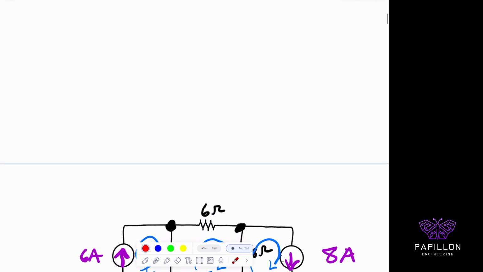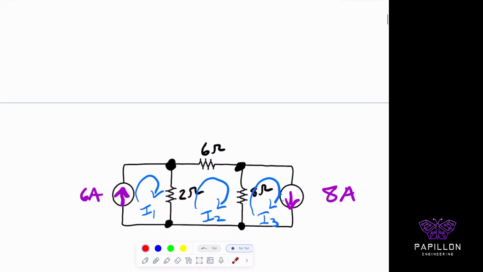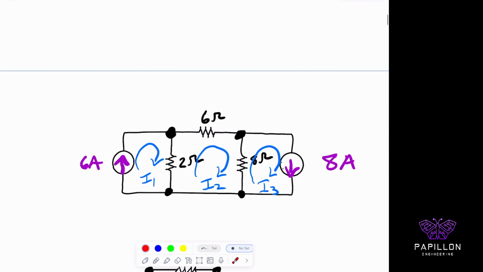The next step to recall is that you have to label each of those mesh loops, and you also have to give a name to the mesh currents. I'm calling them I1, I2, and I3. And as I mentioned before, I always go clockwise, at least 98 to 99% of the time. So I identified that to be my clockwise direction.